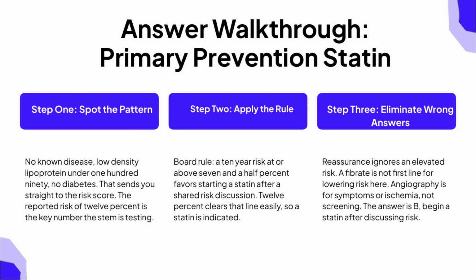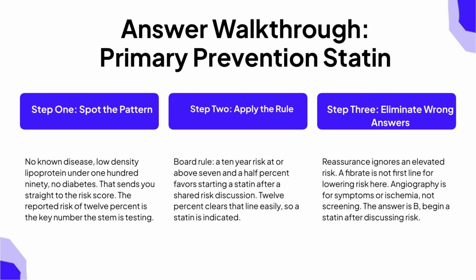Let us break this down step by step. Step 1. Spot the pattern. This patient has no known disease, a low-density lipoprotein under 190, and no diabetes, which sends us straight to the risk score. The reported risk of 12% is the number that matters. Step 2. Apply the rule. A 10-year risk at or above 7.5% favors starting a statin after a shared risk discussion, and 12% clears that line comfortably. Step 3. Eliminate the wrong answers.